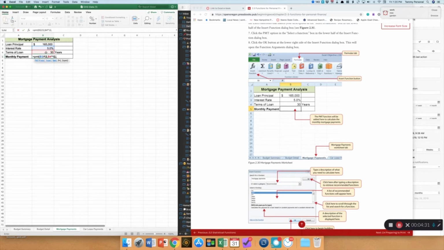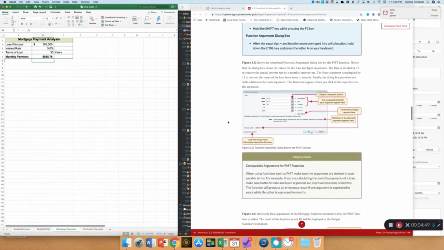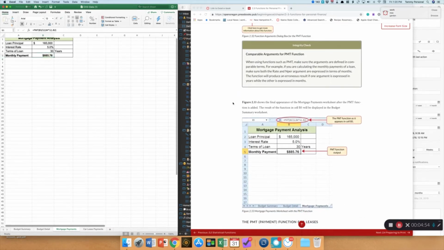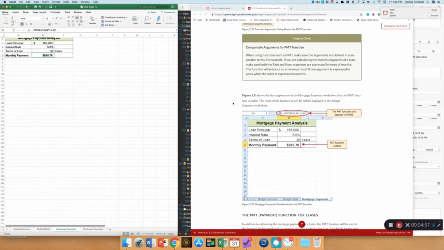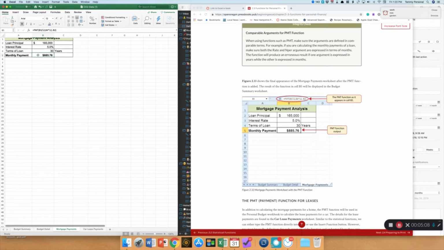And then the present value is going to be a negative 165, and we don't have to do the rest of the arguments to get a valid number here. There it is. So it's going to be 885.76. Right, so again, the book is going into a little bit more detail than is really necessary to do the payment function. So that's how you figure out your mortgage payments. That's $885 a month.